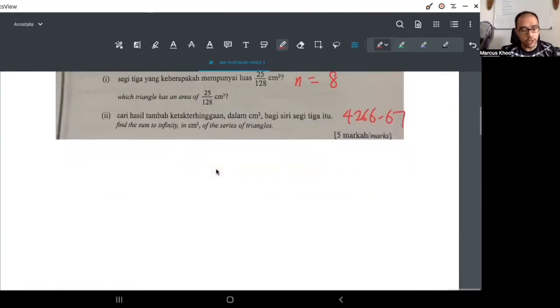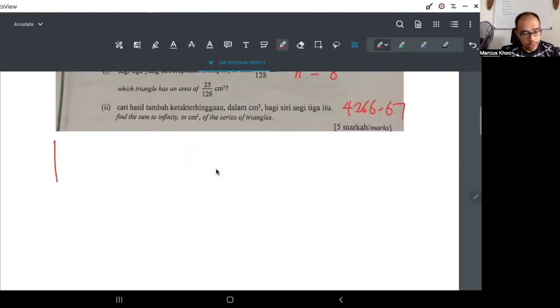So let's form the triangles first. AOB, P and P. And so the area is 1 over 2 P squared.